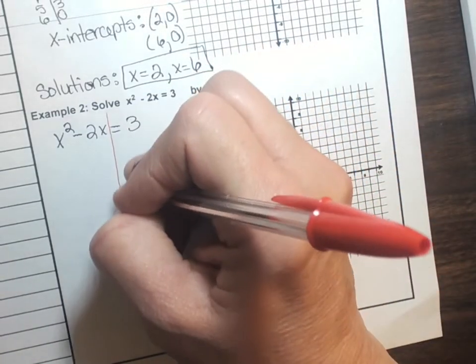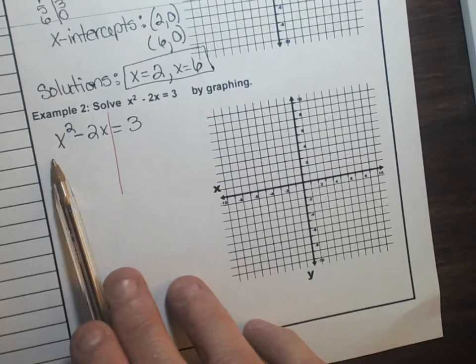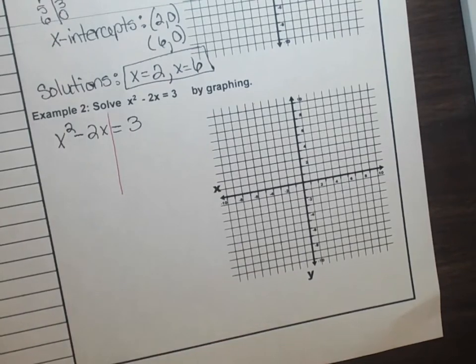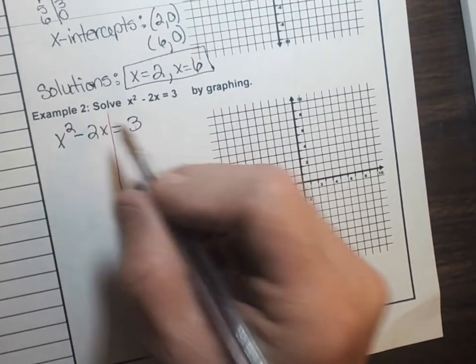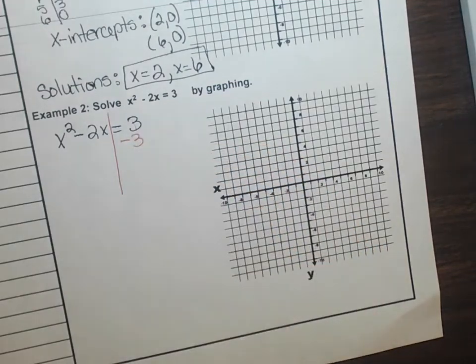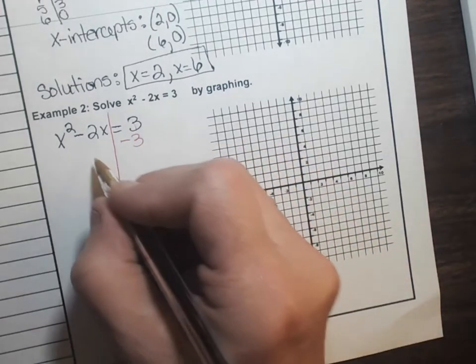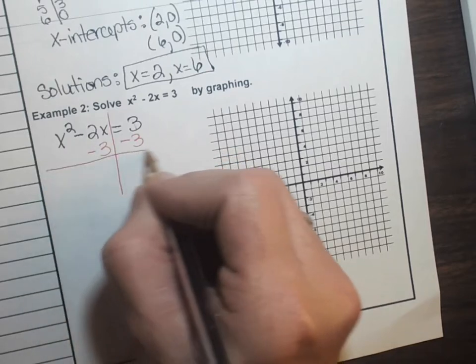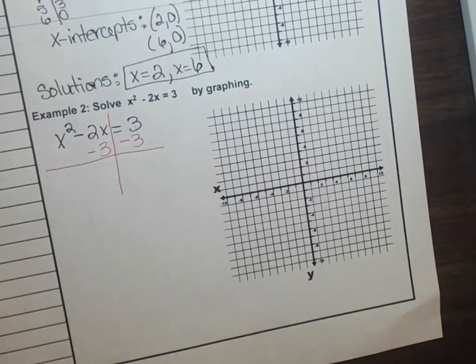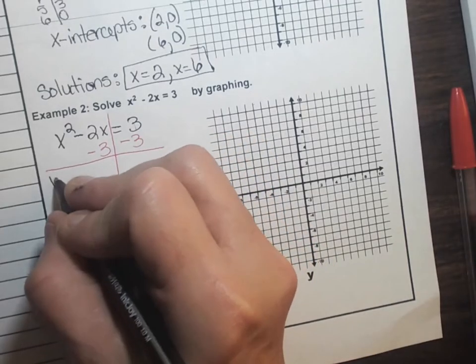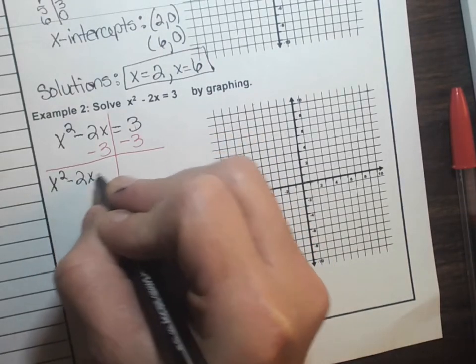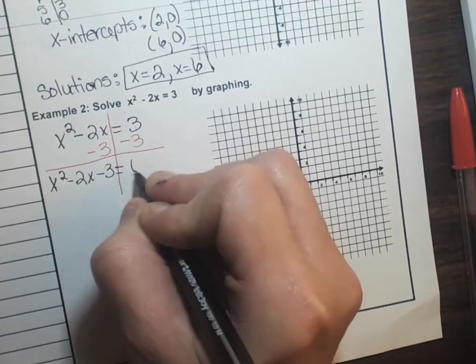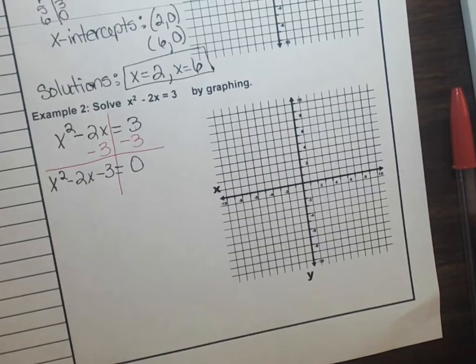So the first thing I need to do is I need to get the 3 over on the same side as the x squared and the minus 2x. To move it to the opposite side, we do the opposite. So we are going to subtract 3 from the right side of the equal sign. So we are going to subtract 3 from the left side of the equal sign. And we now have x squared minus 2x minus 3 equals 0. Our quadratic equation is now in what we call standard form, and it is set equal to 0, which we must have. That's step 1.